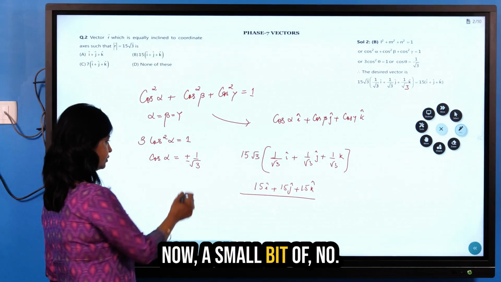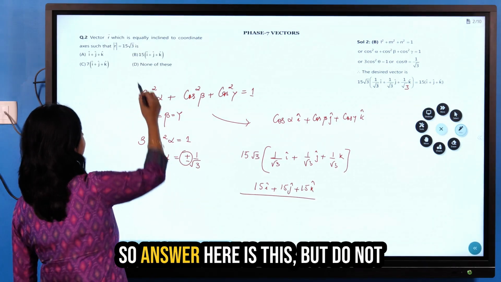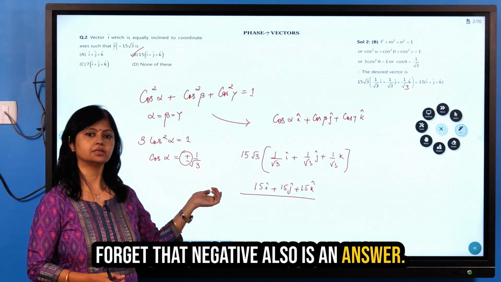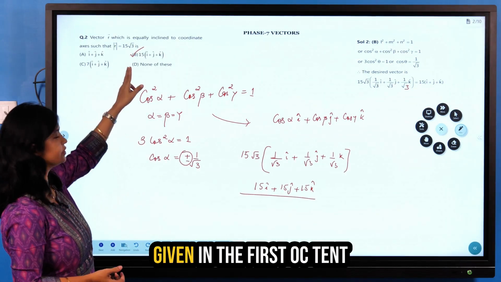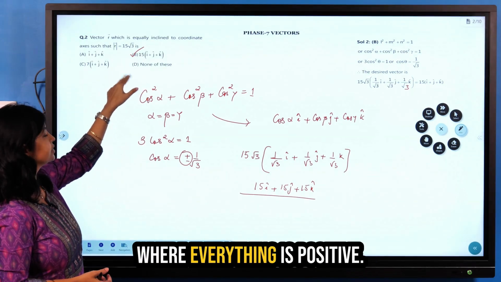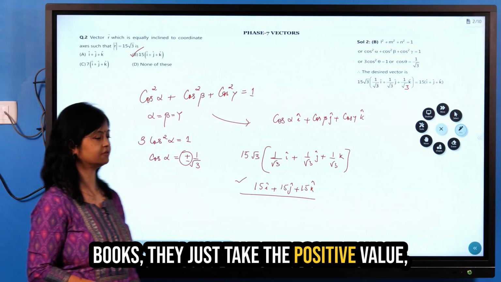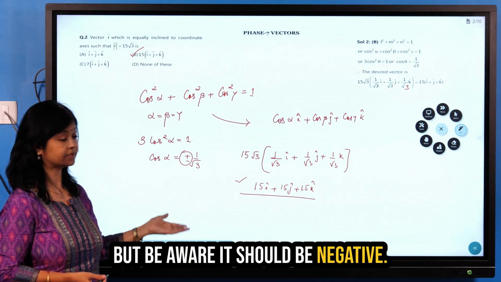Now, a small note. The answer here is this, but do not forget that negative also is an answer. Usually, the answers are given in the first octant where everything is positive. So that is why mostly you'll see in the books, they just take the positive value. But be aware, it can also be negative.